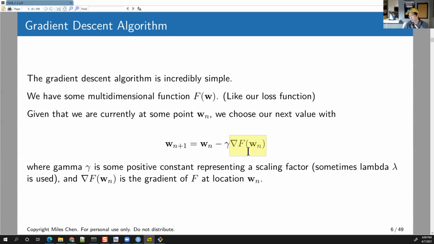This just represents the gradient of the function, our surface or our hill, at location W. So the next location is our current location minus some constant scaling factor, gamma or lambda, times the gradient. And that's it. That's the entire algorithm. Take your current location, subtract off some constant times the gradient.